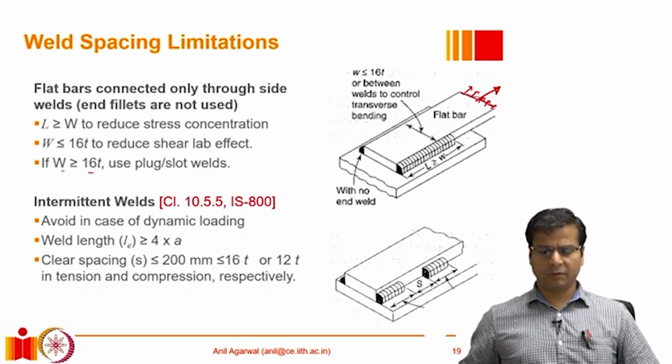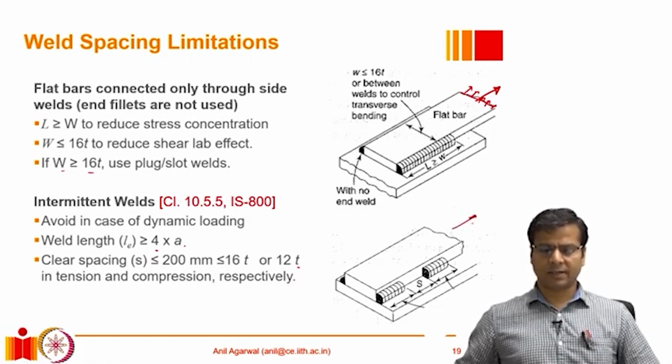Again, the individual welds should be at least 4 times the weld size in length, as we have discussed before for a regular weld. In addition to that, the clear spacing between two welds should not be more than 200 mm, or more than 16 times the plate thickness or 12 times the plate thickness, depending on whether the welds are in tension or compression.